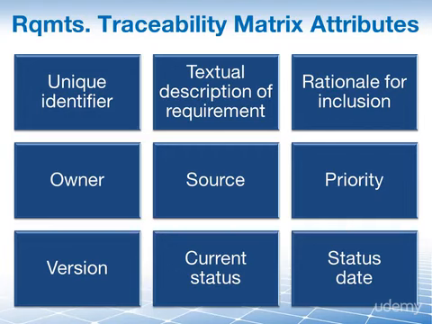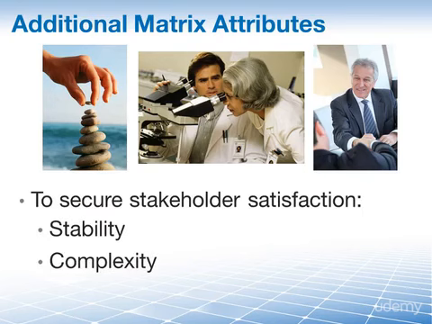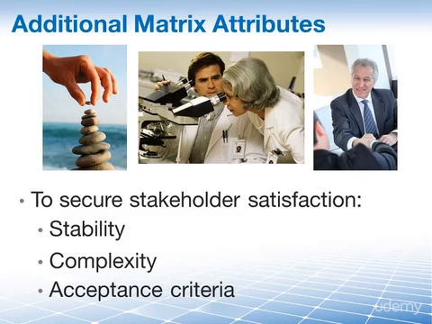The attributes in the requirements traceability matrix are associated with each requirement that is recorded. These attributes are there to help define essential information about the requirement. And of course, the more attributes you add, the more work it's going to be to keep track of these, but you'll also have more control. That's already quite a list, but we're not done yet, because we could also have stability, complexity, and acceptance criteria as part of the attributes in our requirements traceability matrix.